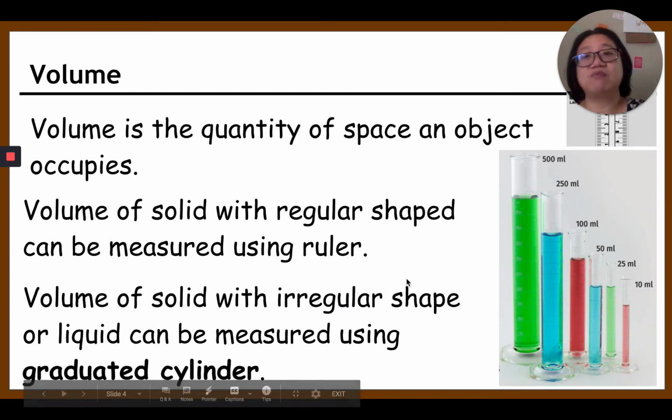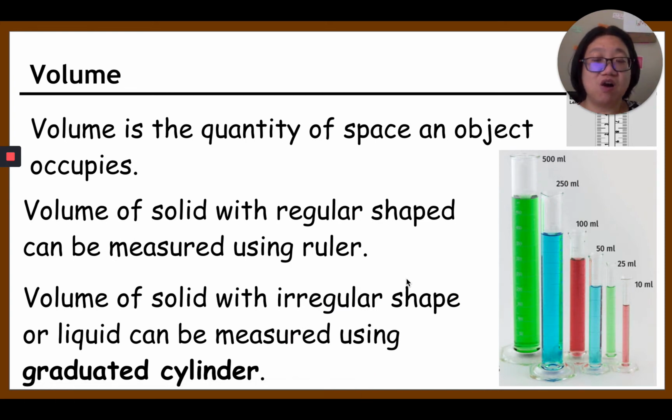All right, let's talk about volume. Volume is the quantity of space the object occupies. So for example, right now you guys are maybe at your study tables, right? So you occupy a space. So that will be a volume, basically. The space that you occupy, right? That's how much volume you have.